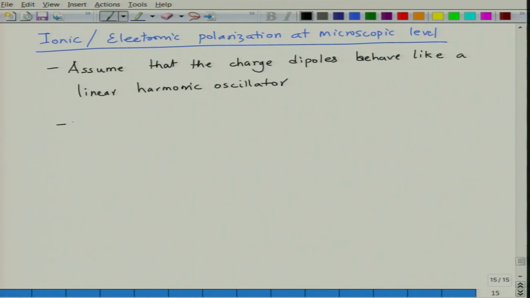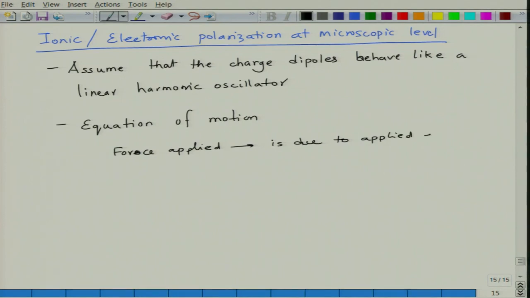So now we have to write what is the equation of motion in response to a force, right? So you have an applied force, as a result they will have certain acceleration, they will have a damping component, and so on and so forth. So let us say in this case the driving force applied is due to the applied electric field, right. Which is equal to, let us say, QiE. So this F is nothing but the QiE. So QiE is the force applied.